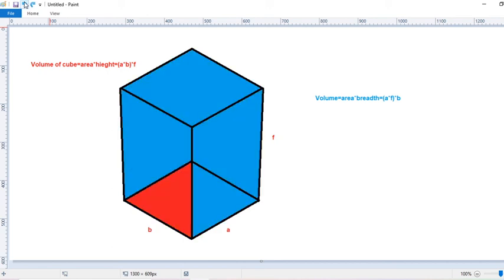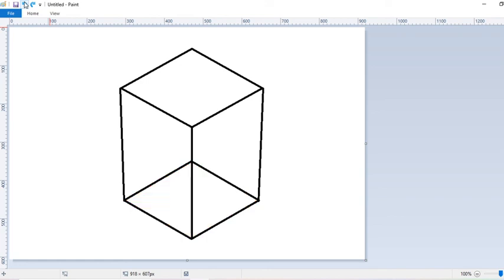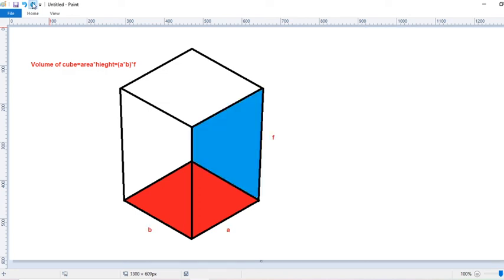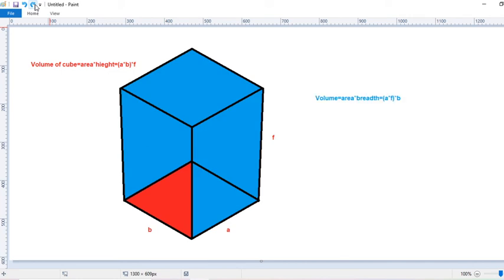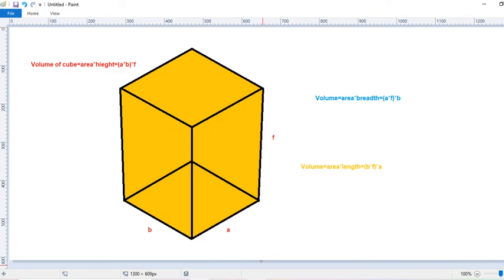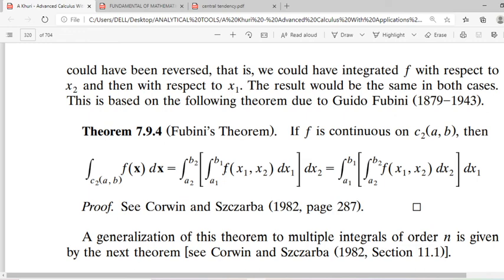What are the three types of integration? This is the region for finding volume. First we will take the area, and then we will multiply with height, so we will get the volume. The next method is, we will find the area of this part, then multiply with B, and we get the volume. In the third method, we will find this area and multiply with A, and we get this volume. So these are the three methods. I think you got the idea.